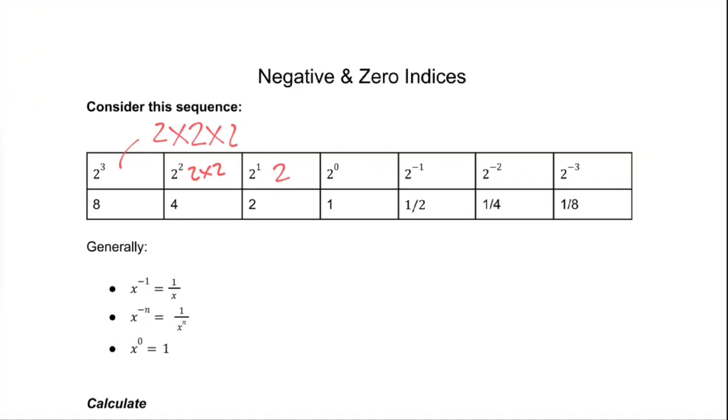And then 2 to the power of 0, interestingly, that is just 1. And that's true for any number to the power of 0. It's always going to be 1. Okay, so now what happens when we have something to the negative power? So 2 to the minus 1, it's going to be 1 over 2, so you just flip it.